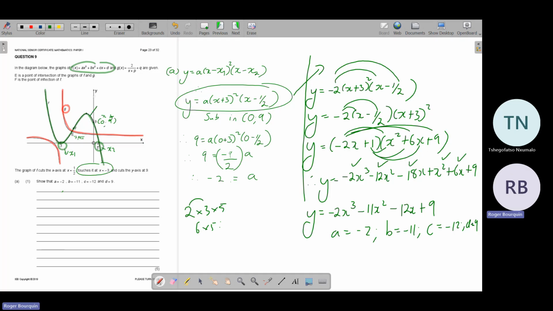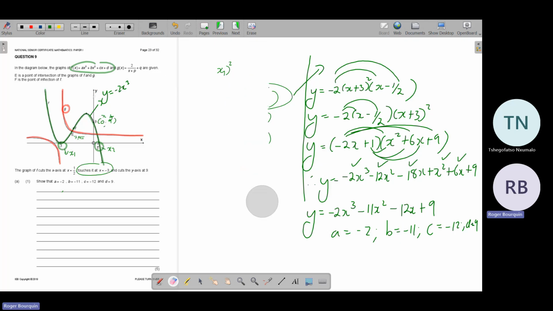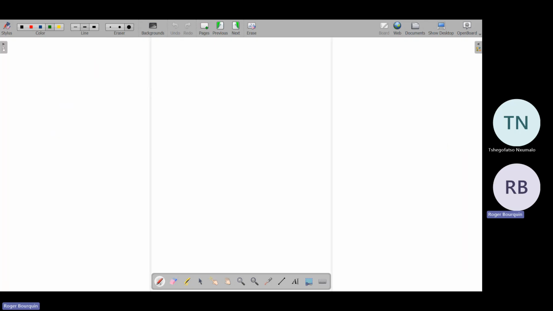Same for points of inflection. A point of inflection is where the second derivative is 0. What happens at a point of inflection? The graph changes concavity. A little reminder. Guys, just have a look here, at stationary points.